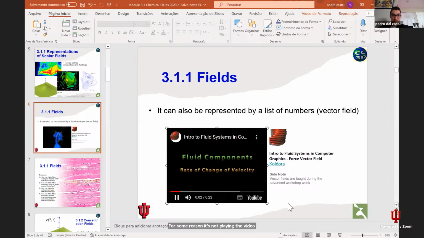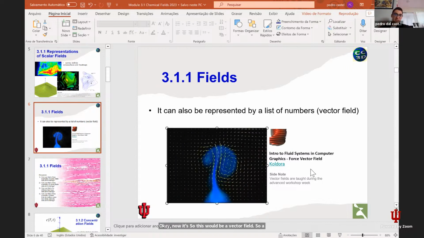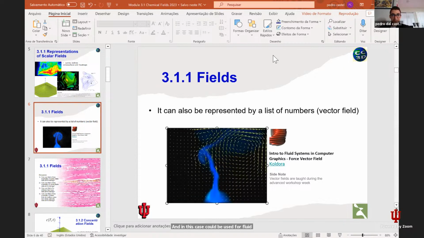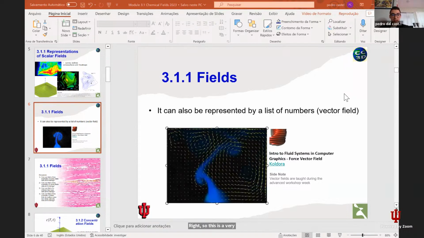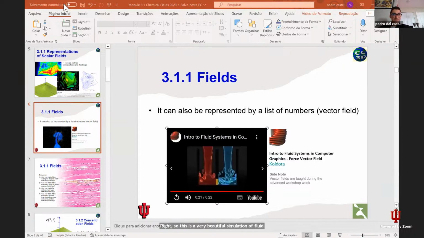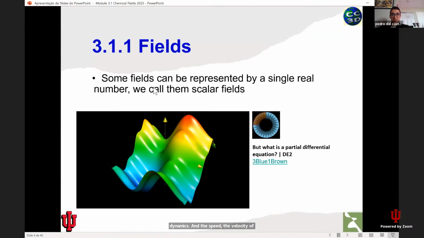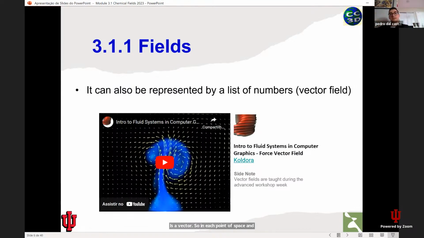Okay, now it is. So this would be a vector field. A vector field is represented by a list of numbers, and in this case could be used for fluid dynamics, for example. This is a very beautiful simulation of fluid dynamics. And the velocity of the field is a vector. So in each point of space and time, you have a vector assigned. Okay, so this is a vector field.